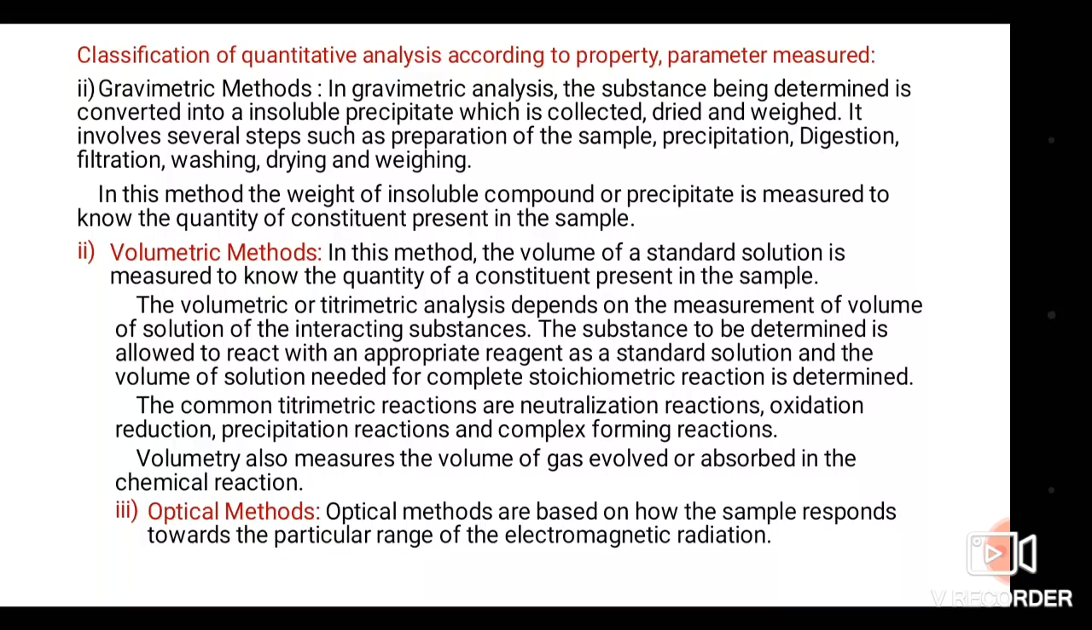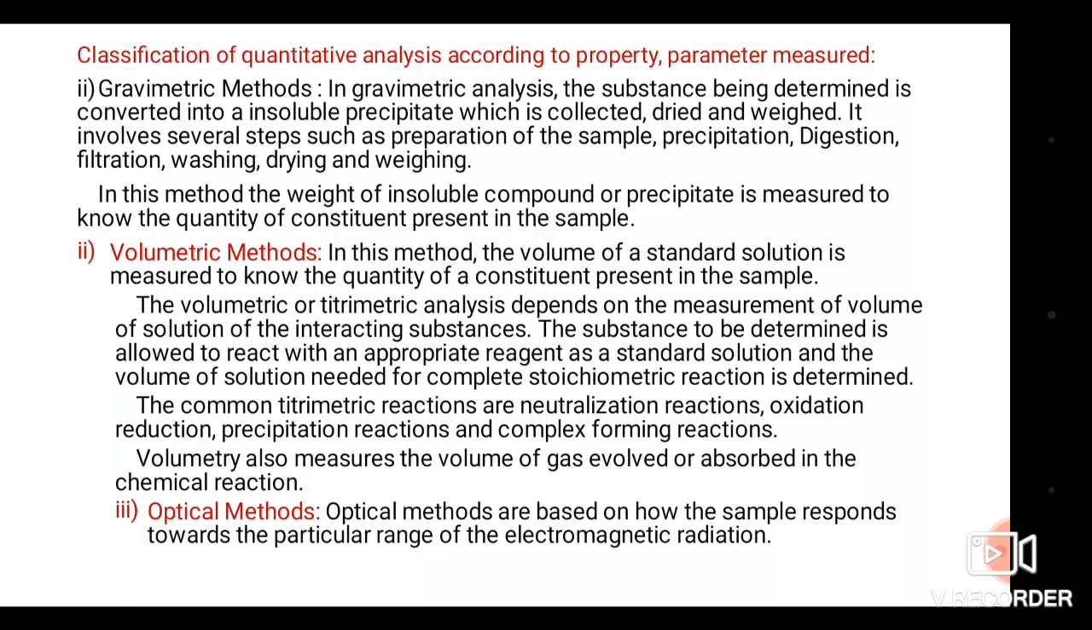So we can weigh the given precipitate. This is a physical property. In this method, the weight of the insoluble compound or precipitate is measured to know the quantity of the constituent present in the sample. With the help of weight or mass, we can measure the quantity. The second one is the volumetric method.